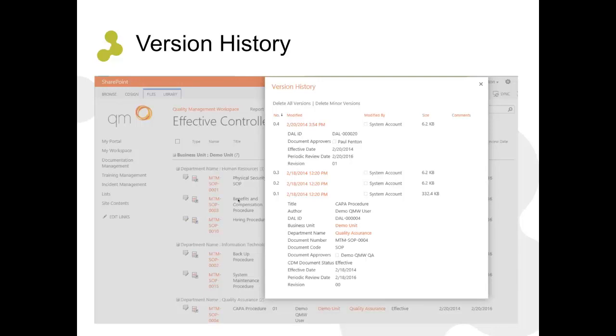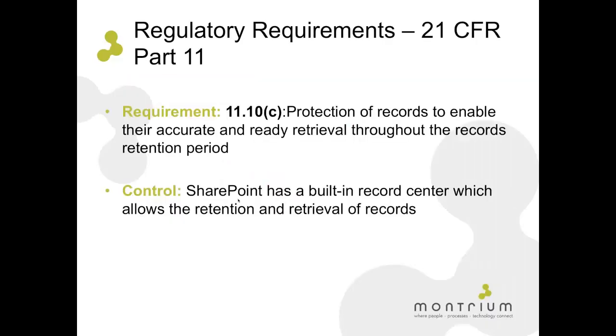The next part of Part 11 that is applicable to SharePoint in terms of technical controls is 11.10(c), protection of records to enable their accurate and ready retrieval throughout the records retention period. Of course there are definite procedural controls like backup that need to be put in place, but we also have technical controls available in SharePoint within what we call the Record Center. Notably in the Record Center, we're able to apply retention policies to records to ensure that we can always retrieve them, and we can manage the length of time that those records need to be retained.